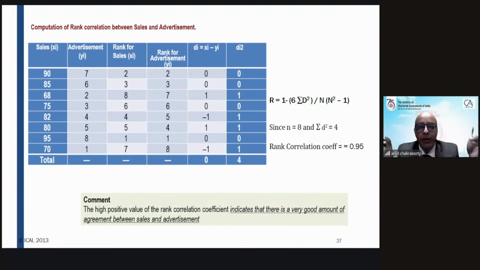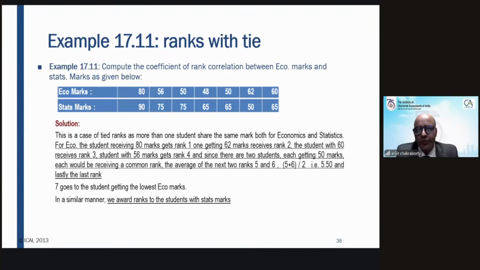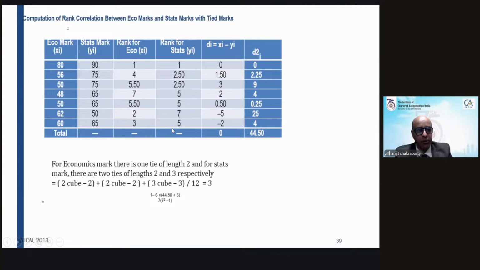That means sales and advertisement show a fairly strong positive relation based on this example. Okay. If there is a tie, just check 17.11 in the study material. Yes, high positive. Ujjwal, you are right, high positive correlation. 17.11, if you see, is a case of tie. Tie normally, if you look at the last few years, just check. I'm not very sure how many times these types of questions may come, because you have to work out the tie a little. But just remember the formula nevertheless, just to be on the safer side.